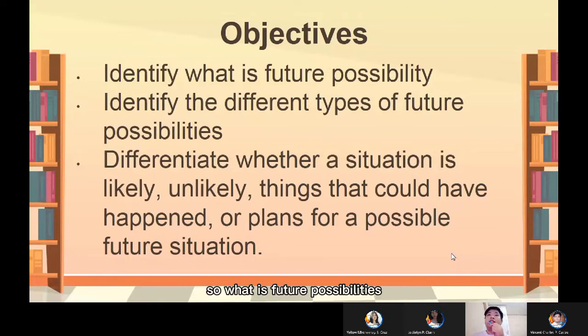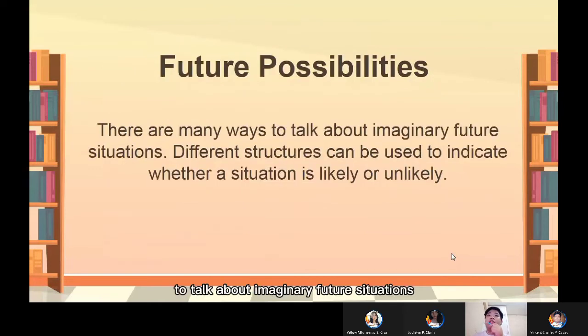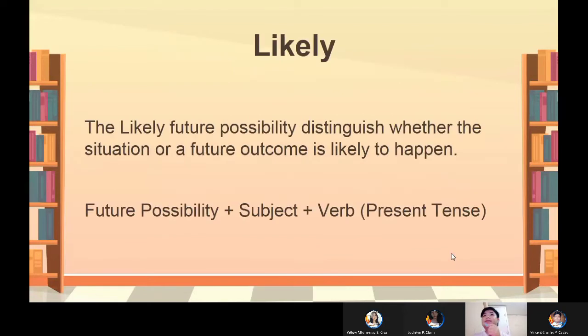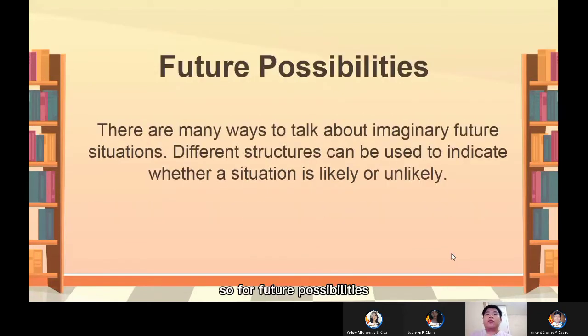So what is future possibilities? There are many ways to talk about imaginary future situations. Different structures can be used to indicate whether a situation is likely or unlikely. So for future possibilities, it creates the idea of thinking about the future situations, whether it is likely or unlikely to happen, which with the help of future possibilities, we can further distinguish or know every possible outcome that may occur. So let's proceed to the first one, which is likely future possibility.